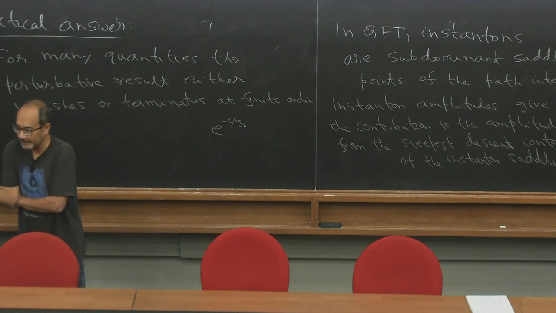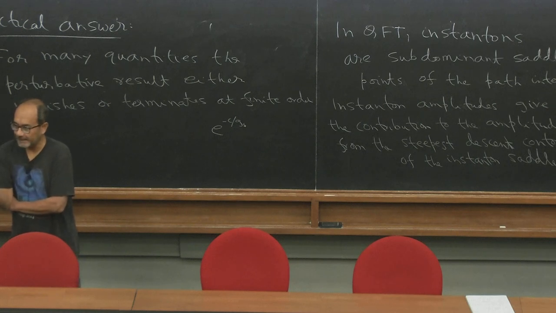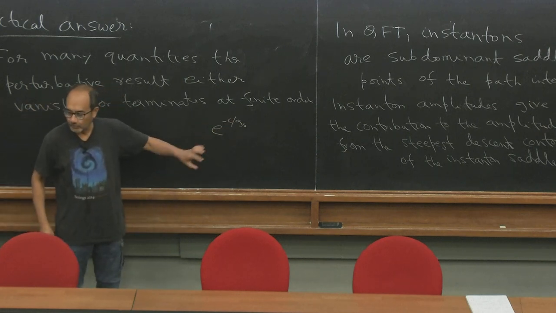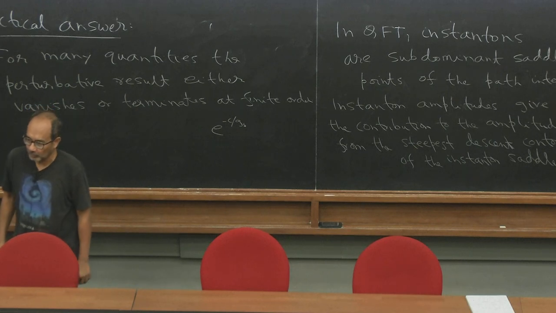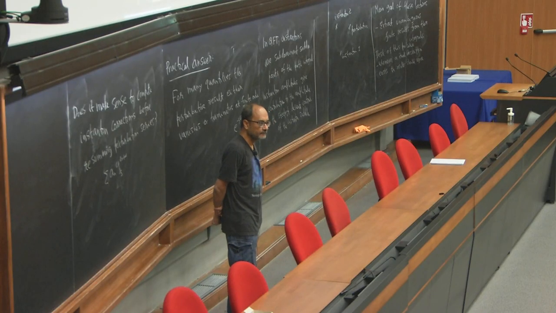Even though we don't have a path integral description, in string theory we can identify solutions to equations of motion just by saying that they are conformal field theories. So in that sense, you already know that there are saddles with action of this kind. Okay. So it's more natural to interpret the D-instanton contribution as coming from the steepest descent contour of the saddles. Any other question?